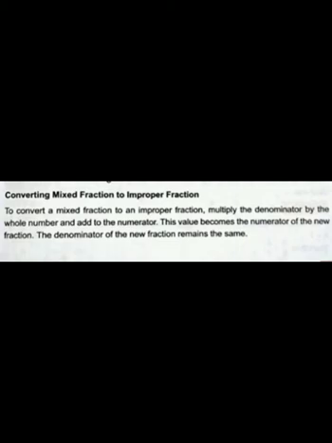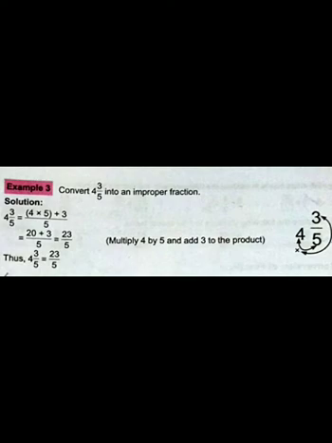Converting mixed fraction to improper fraction. We're going to convert mixed fraction to improper fraction. To convert a mixed fraction to an improper fraction, we will multiply the denominator by the whole number and add the numerator. The value will become the numerator of the new fraction, and the denominator of the new fraction remains the same. Here we have an example.